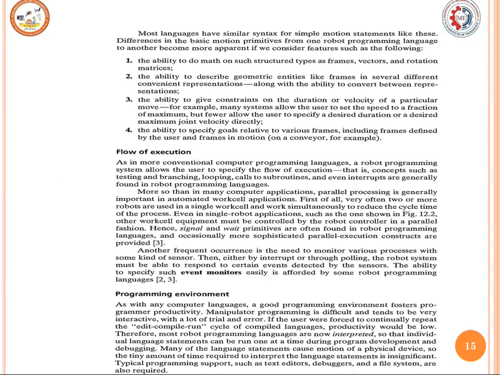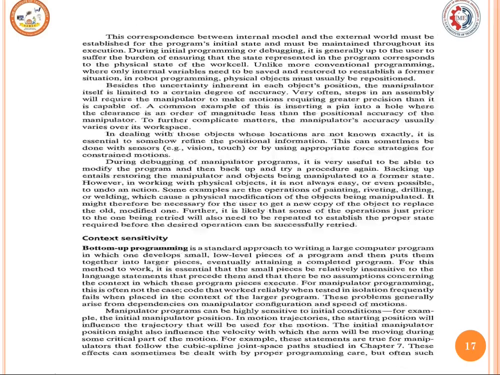Flow of execution and programming environment. Here the flow of execution is checked at the workplace. The work cell and the robot work simultaneously to reduce the cycle time of the process. Signal and wait primitives are often found in robot programming languages. The ability to specify such event monitors easily is afforded by some programming languages. The programming environment must support the trial and error method. Now all the programs are interpreted based on the need.